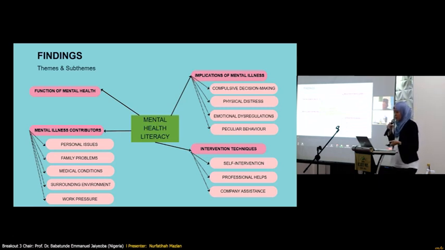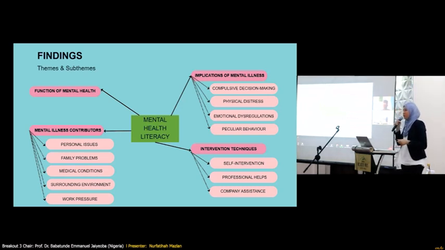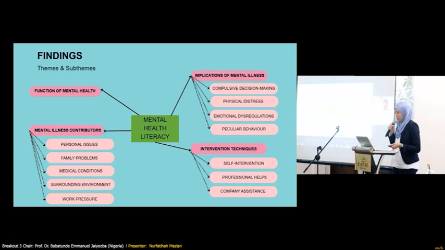Next is emotional dysregulation. The majority of informants also described that those with mental disorders can easily get irritated or angry over very small issues. This is what we call poorly regulated emotions, which according to past study is related to brain-related symptoms. Next is peculiar behavior. The majority of informants also mentioned that those with mental illness will conduct themselves in an unusual way, such as running amok or conducting violence.